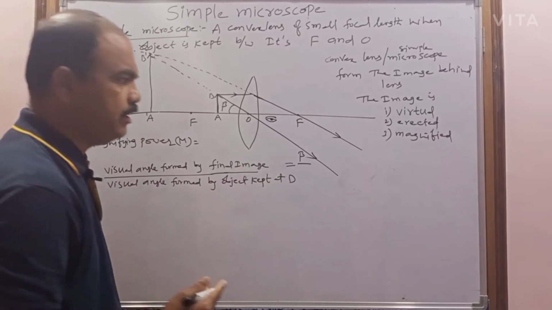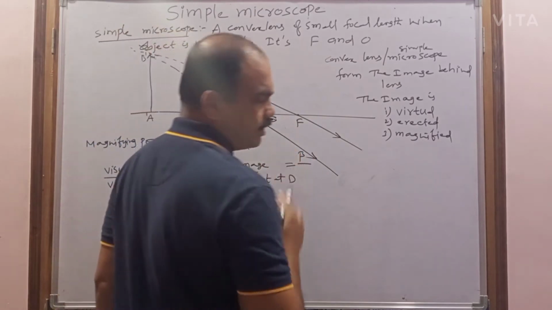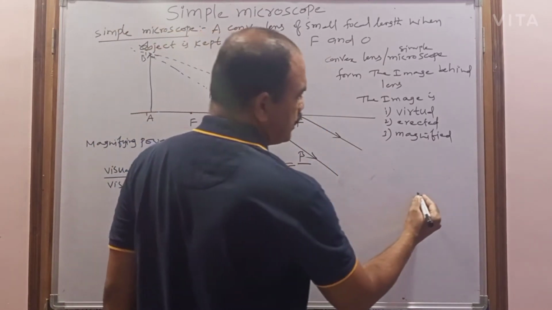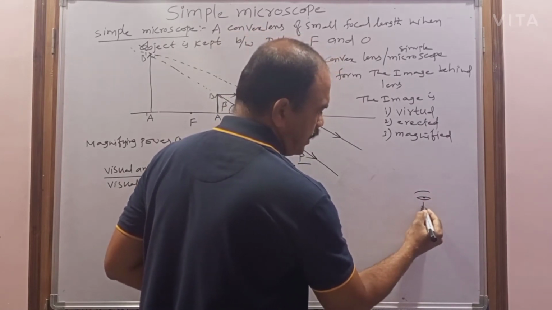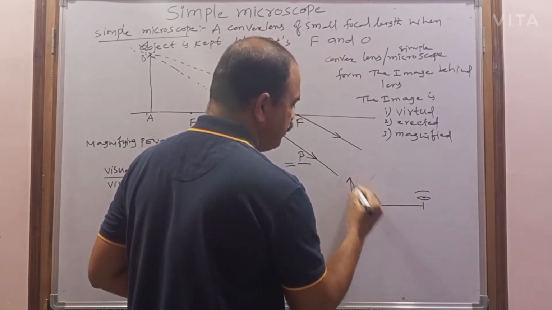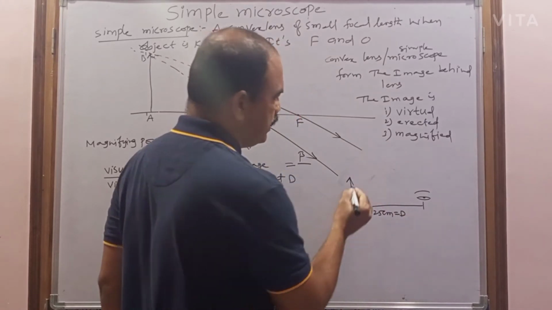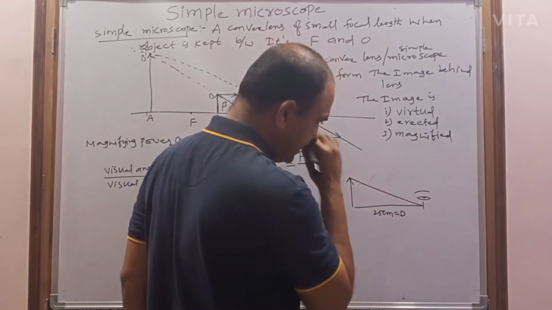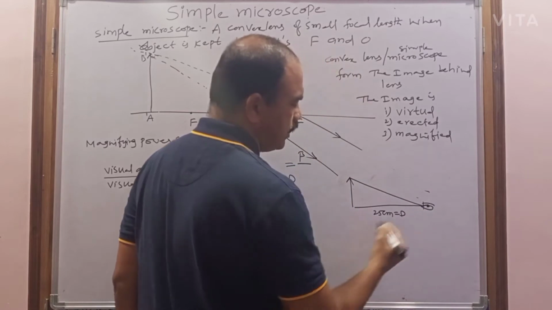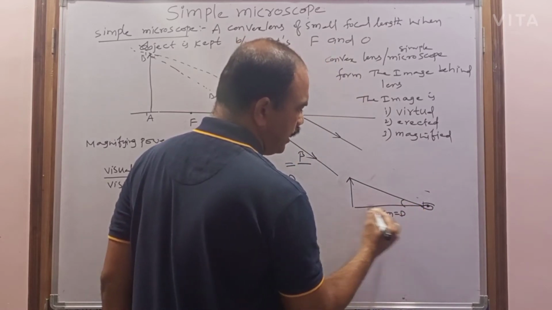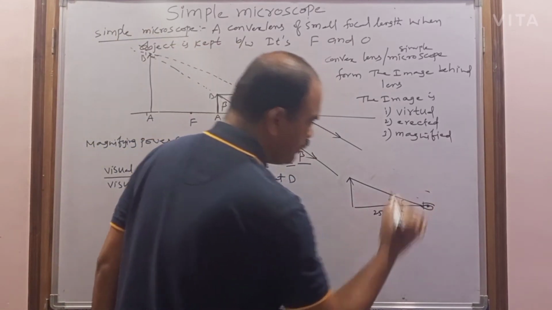Now imagine this object is at the near point, which is nothing but D. Take the same object size. Now consider this is our eye. When the object is kept at 25 centimeter, which is D, it also makes some angle at our eye. That angle is the visual angle, which we will consider as alpha.